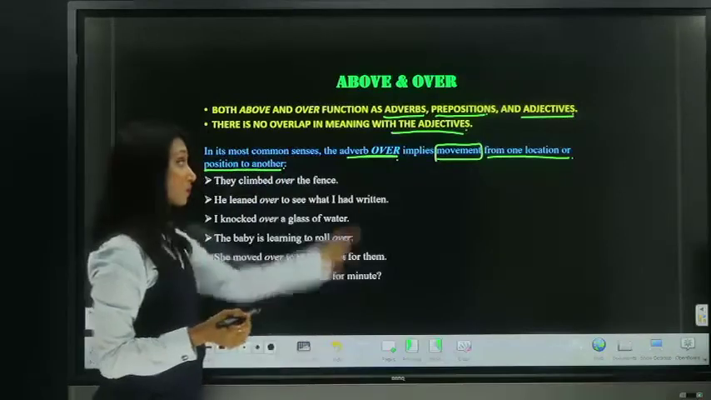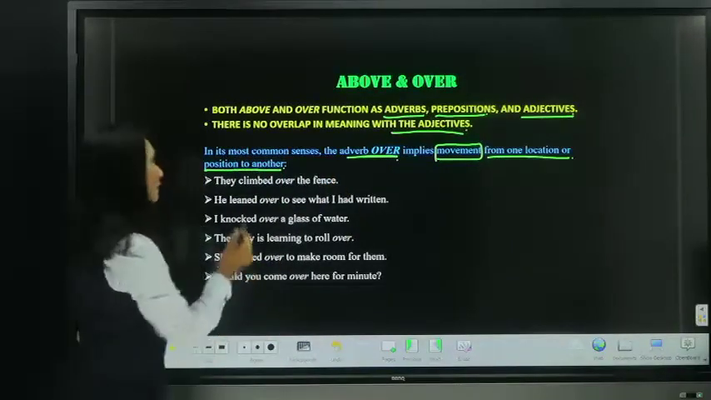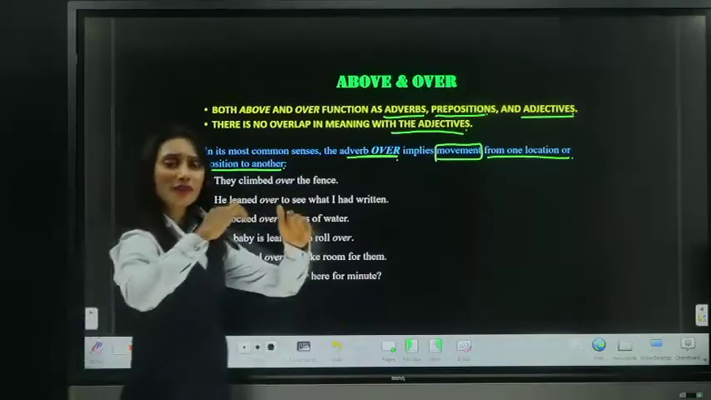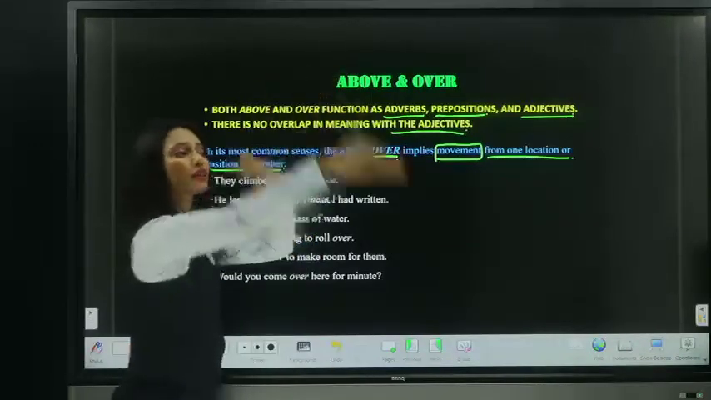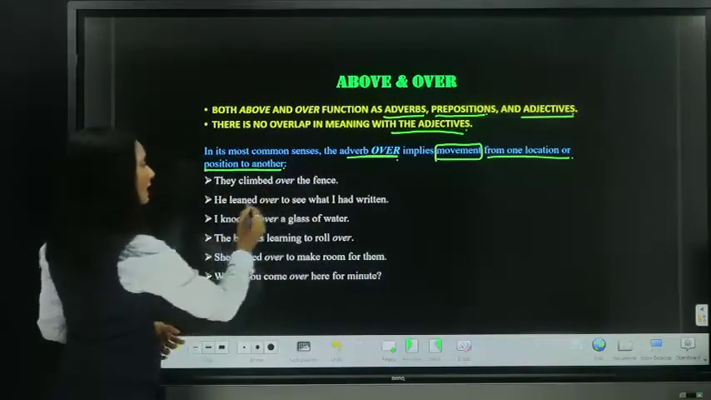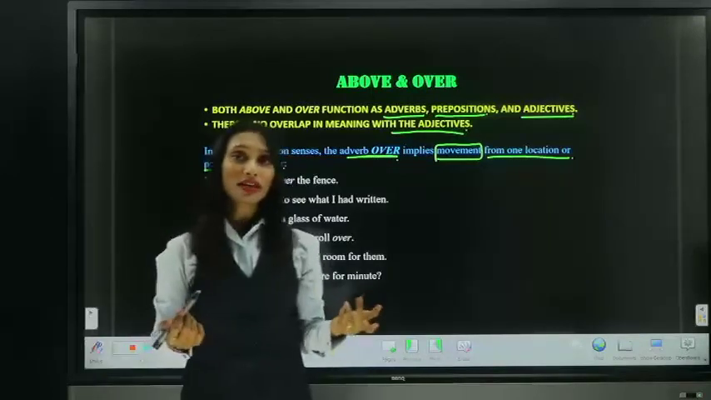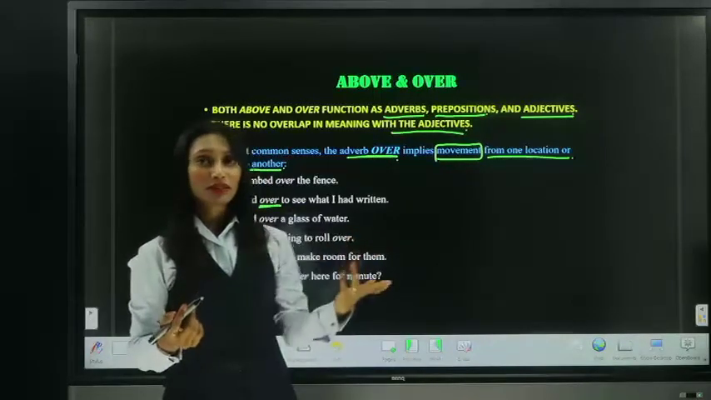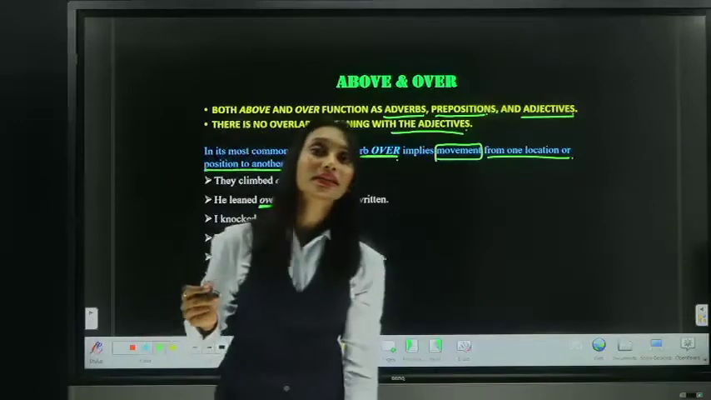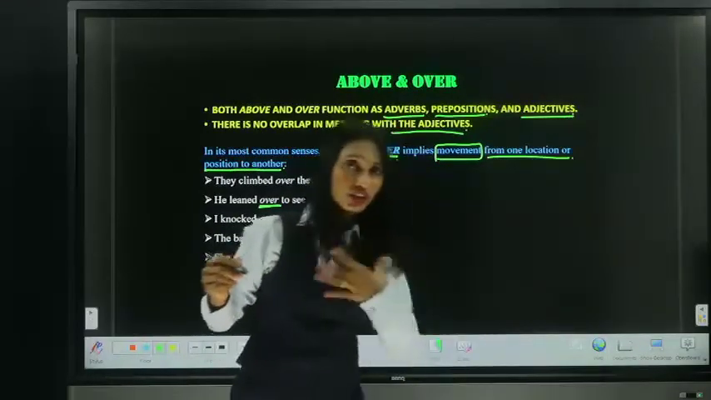That means over indicates motion, movement. For example, they climbed over the fence. Movement is there or not? Exactly, movement is there. He leaned over to see what I had written. See, in class, when students cannot see because of the other students, what do they do? They lean over, right? So there is a change in position.